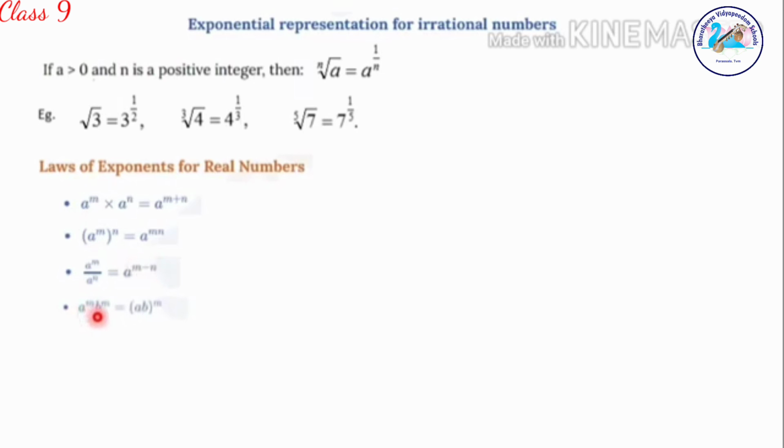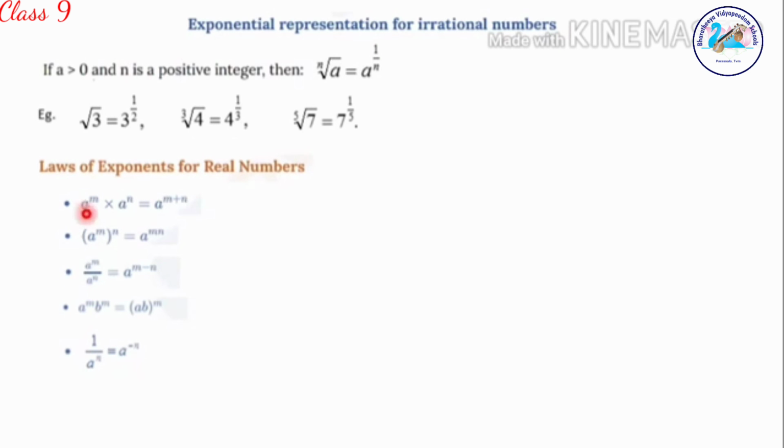Next is a power m into b power m. Here the bases a and b are different, but the powers are the same, so we can write it as ab the whole power m. Next is 1 divided by a power n. This a power n we can bring to the numerator as a power minus n. So these are the laws of exponents you have studied.